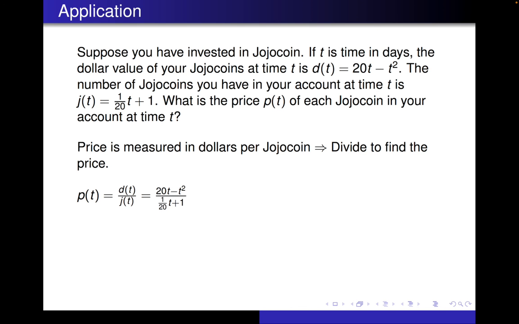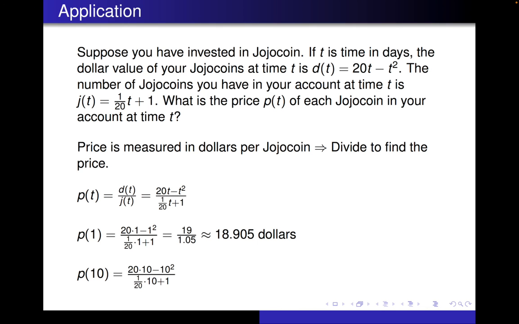So d of t, you have a formula for that. That is 20t minus t squared. Also, we have a formula for the number of JoJo coins. That is 1/20th t plus 1. And so, for instance, if we wanted to find out what the price was of JoJo coins after 1 day, you just plug in t equals 1, do those computations, and end up with just under $19 per coin. If you wanted to see what happens after 10 days, you just plug in t equals 10, and you do that computation, and you end up with a little over $66 per JoJo coin.